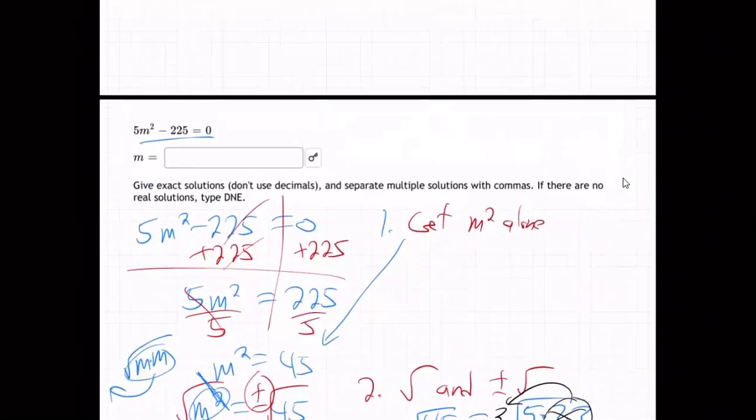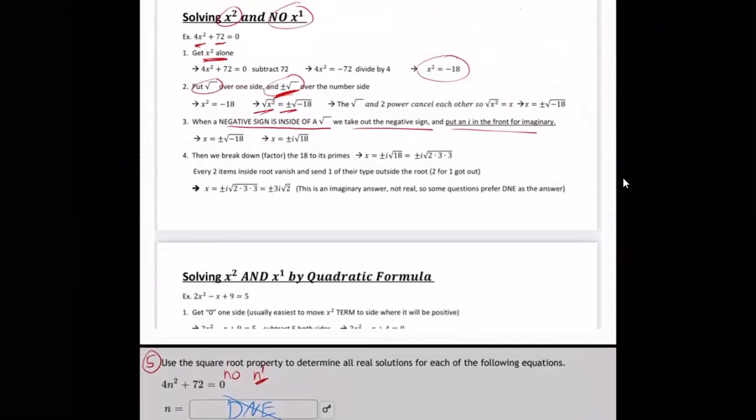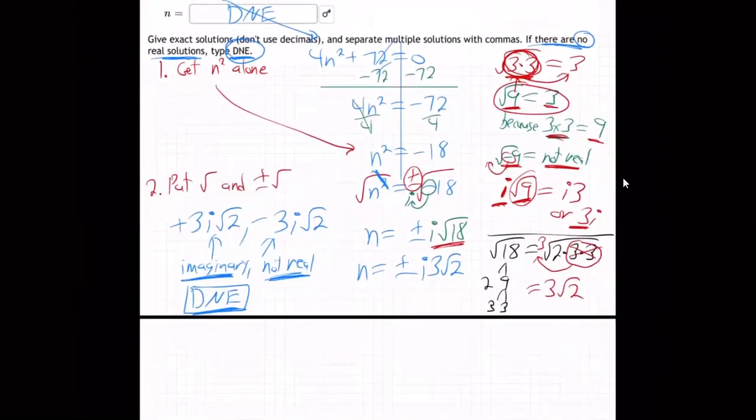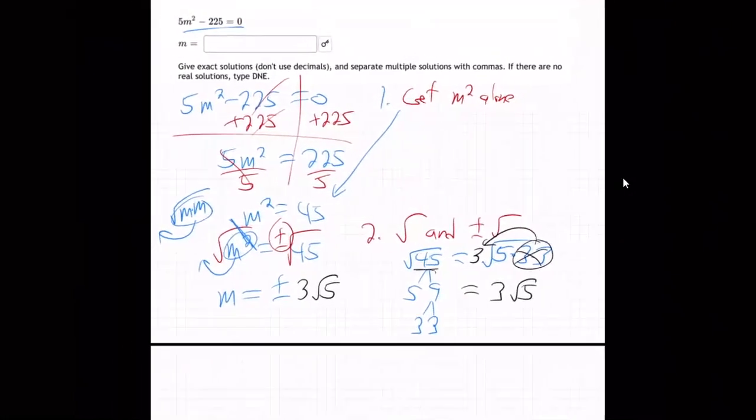The only time you do the I thing, like we did right here, is when you have a negative in the root. Where did I say that? Yeah, well, it's up in the instructions right here. When there's a negative inside of a root, we put an I because it's imaginary, right? You can't have the square root of a negative number. It's not real. But in this case, we never had a negative inside the square root, did we? We said square root of regular 45. So those are our two answers.